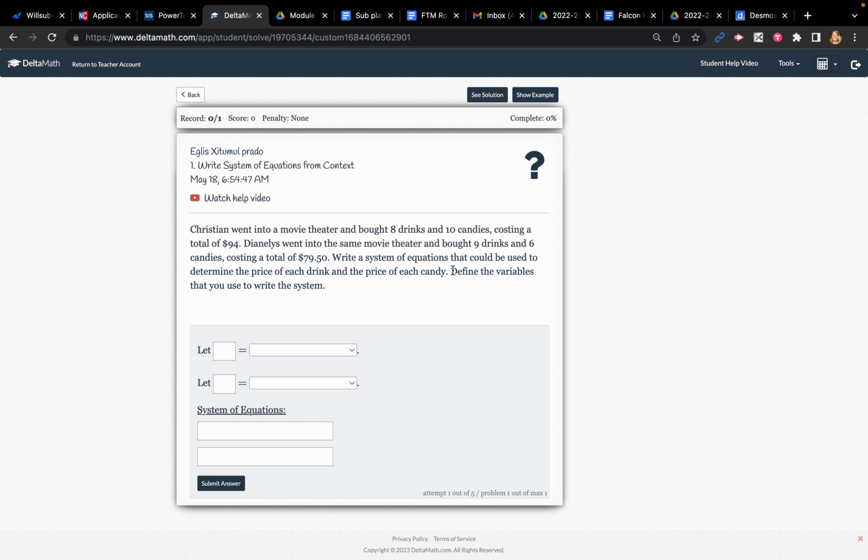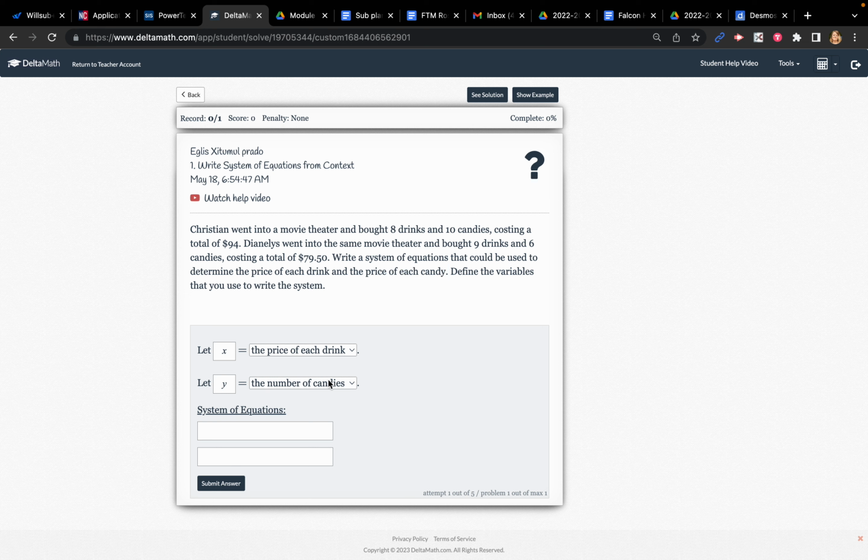Write a system of equations that can be used to determine the price of each drink and the price of each candy. So this statement right here, write a system that could be used to determine the price of each drink and candy, defines your x and y values. So you're going to let x be the first thing which is mentioned, which is the price of each drink, and y be the other item, which would be the price of each candy.